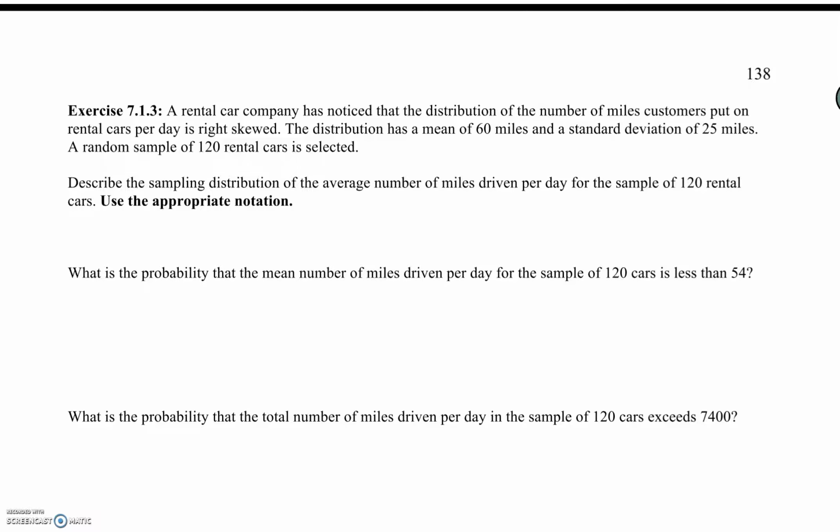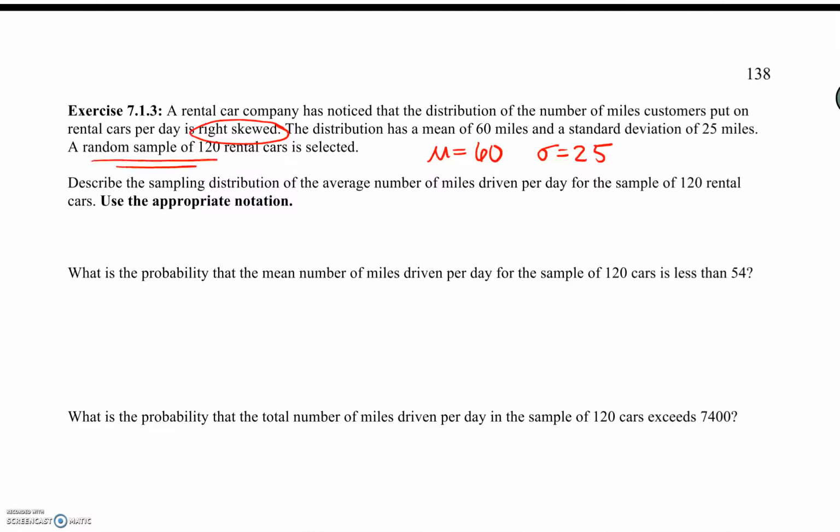a rental car company has noticed that the distribution of the number of miles customers put on the rental cars per day is right skewed. We already have a big heads up here. They have told us that our original distribution is not normal. The distribution has a mean of 60, so still has a mean of 60 and a standard deviation of 25. A random sample of 120 rental cars is selected.